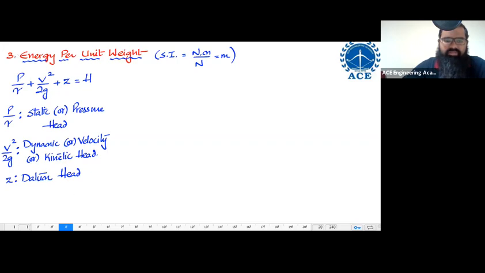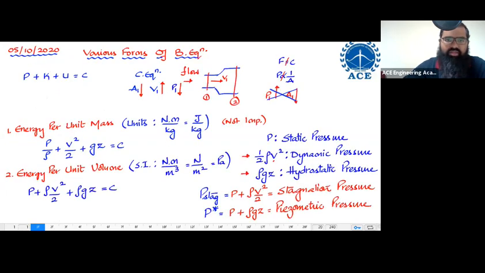These are the names of various heads we are having over here. If someone wants the first slide, you can take the first slide. You can take a snapshot for the first slide.